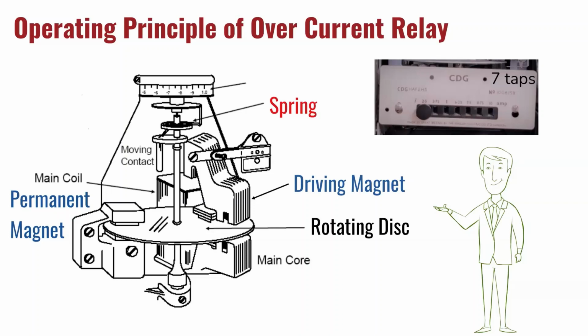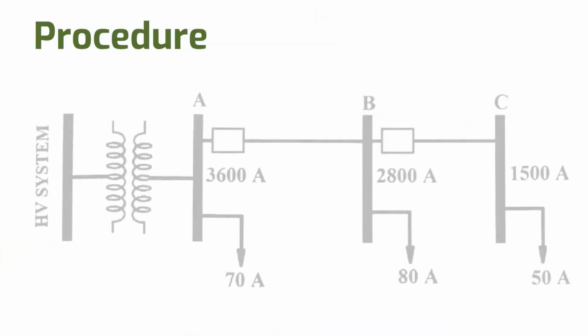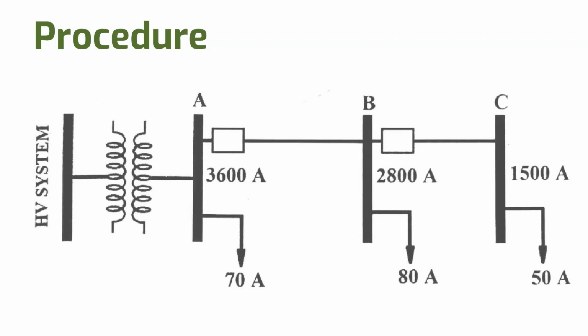The initial position of this moving contact can be adjusted using time dial. Then this moving contact rotates and hits the flag, and the relay is operated. Now, as we are moving to the procedure, take a look at the model used for illustration.